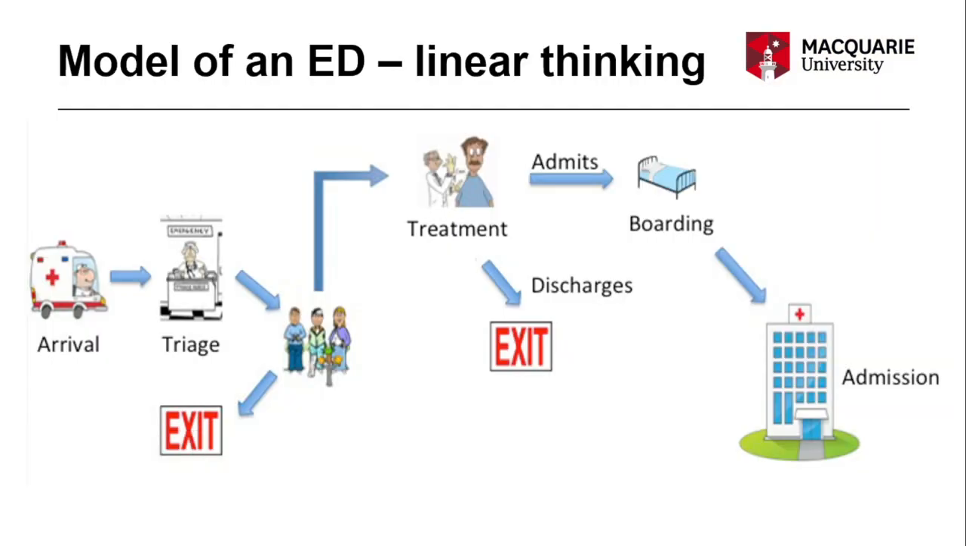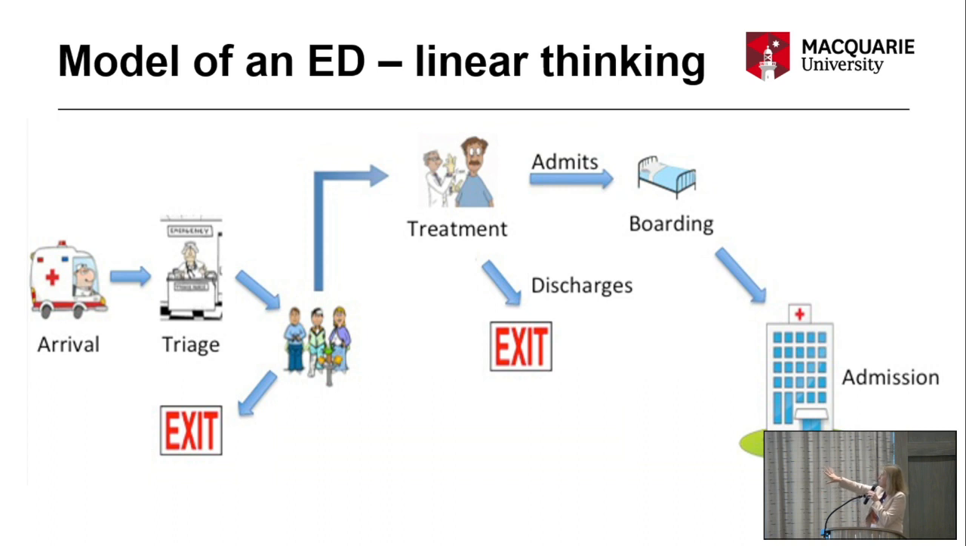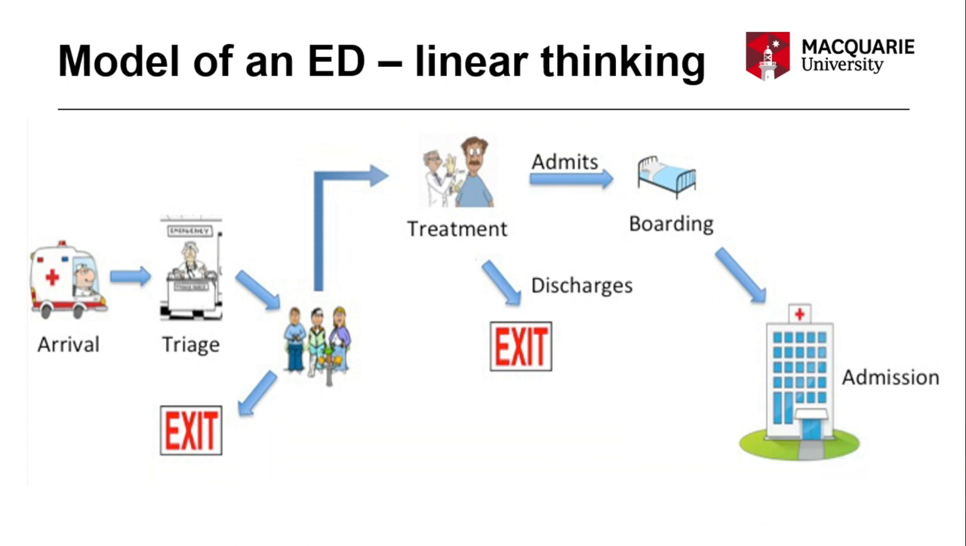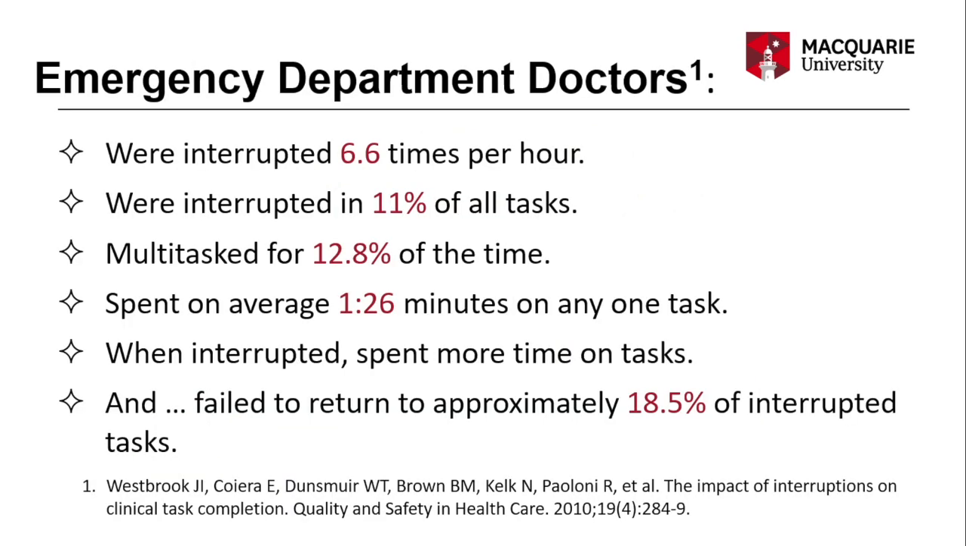So if you think about how a healthcare system works, this is a model of an emergency department. People come in by ambulance, they're triaged, they're treated, they're either admitted to the hospital or they're discharged home. It looks like a very simple way of operating, and that's really a safety 1 way of thinking about an emergency department. But what we find is that they don't really work like that. Doctors in emergency departments are interrupted in many of their tasks. They have to multitask. They spend only a very short time on each task before they have to move to another one. And when they are interrupted, they often fail to return to the task that they were interrupted in.